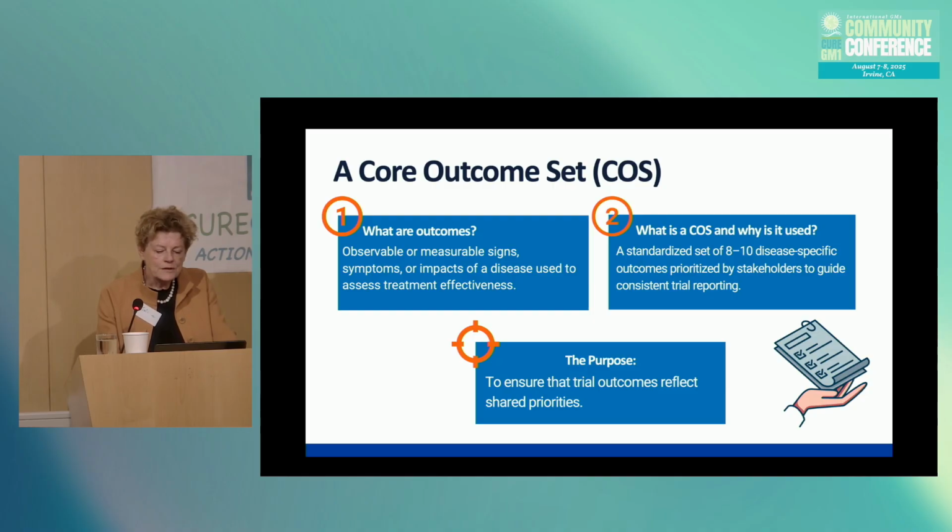And what is a COS and why is it used? A COS is a standardized set of a limited number of disease-specific outcomes which are prioritized by stakeholders like physicians and parents to guide consistent trial reporting. And the purpose of the COS is really to ensure that trial outcomes reflect shared priorities.